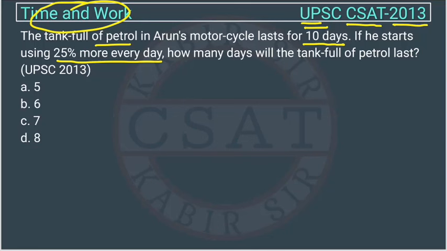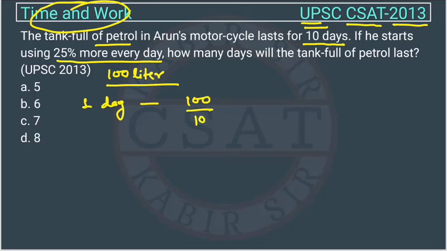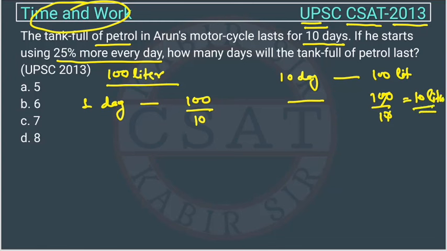This will be easy if we assume there are 100 liters of petrol in Arun's motorcycle. So if there is 100 liters of petrol, in one day how much is he using? He is using 100 upon 10 because it is lasting 10 days. I'm using just the unitary method because in 10 days he is able to consume 100 liters. So in one day he will consume 100 by 10, so it will be 10 liters. In one day Arun is using 10 liters of petrol.